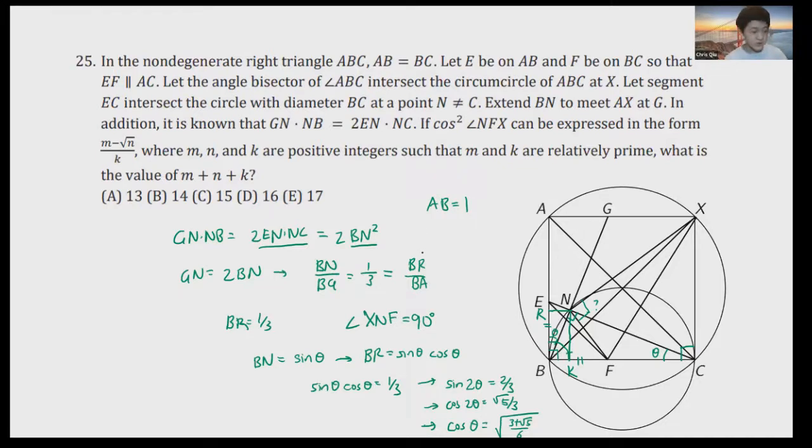And so what we can do next is we can find the lengths of NK, KF, FC, and CX. So firstly, NK is equal to BR, so it's equal to 1/3. And next we can calculate BK. An easier way to calculate this is by just noticing that BK is equal to NR, which is BR times tangent theta. And since BR is 1/3, this is equal to 1/3 tangent theta.